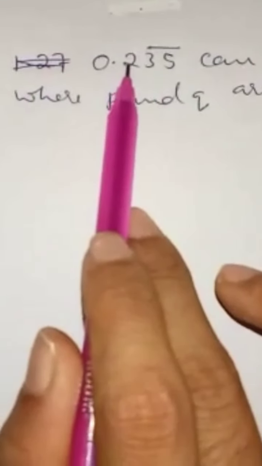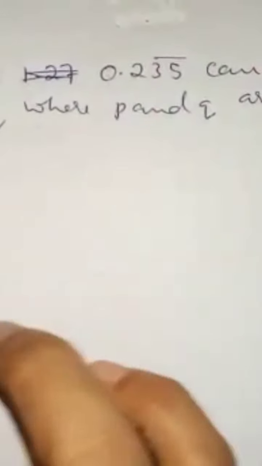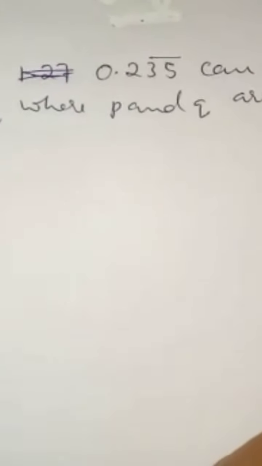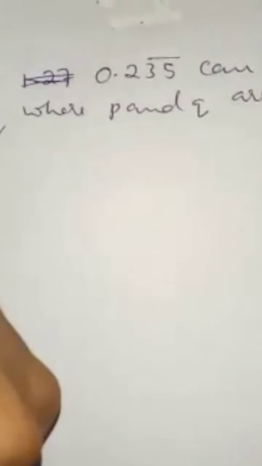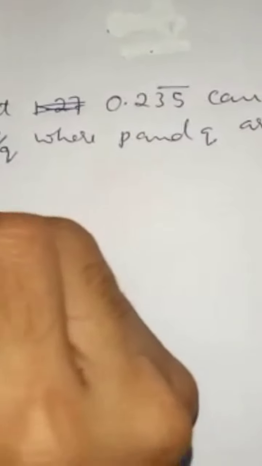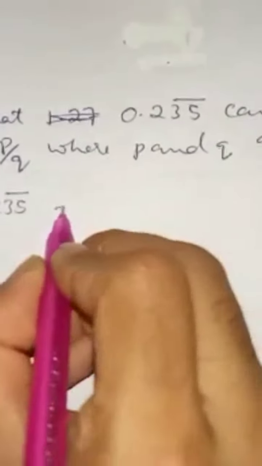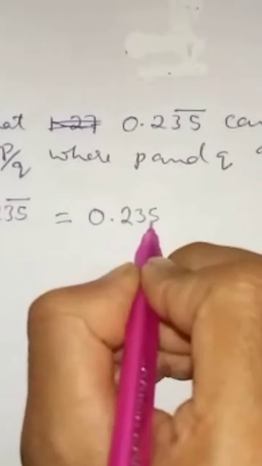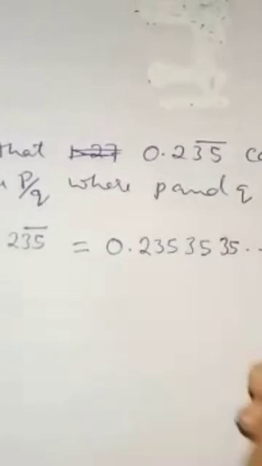Show that 0.235 bar, with the bar upon 35, can be expressed in the form of p by q where p and q are integers, q not equals to 0. So what they have asked, 0.235 with bar upon 35, you have to write it in the form of fraction. So let us solve. Let us write this first. 0.235 bar upon 2 digits means this 35 is repeating, 35 35 35 etc.